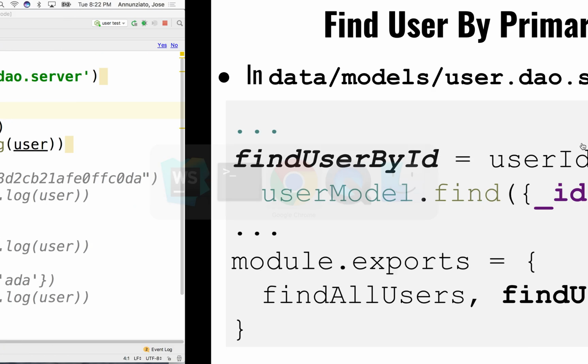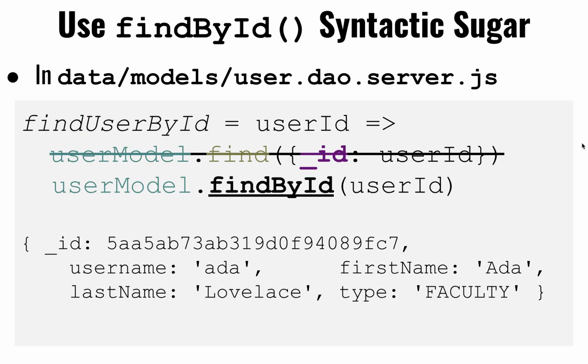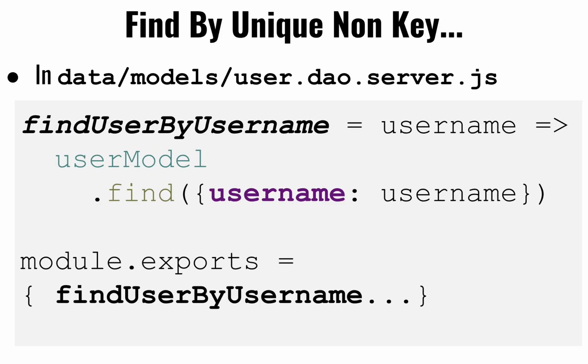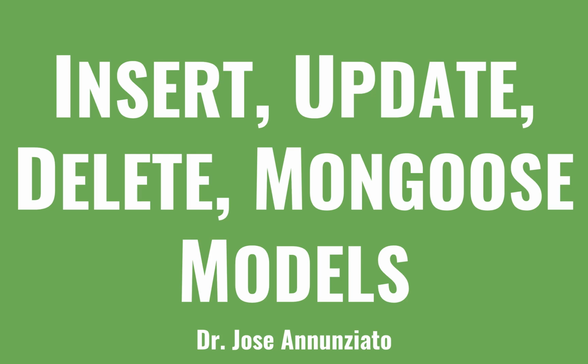So let's keep going. So we have the find user by ID, retrieve it. Okay, so find by ID, find by username. There it is, right? And then just find one. All right, so let's get into something a little more interesting.